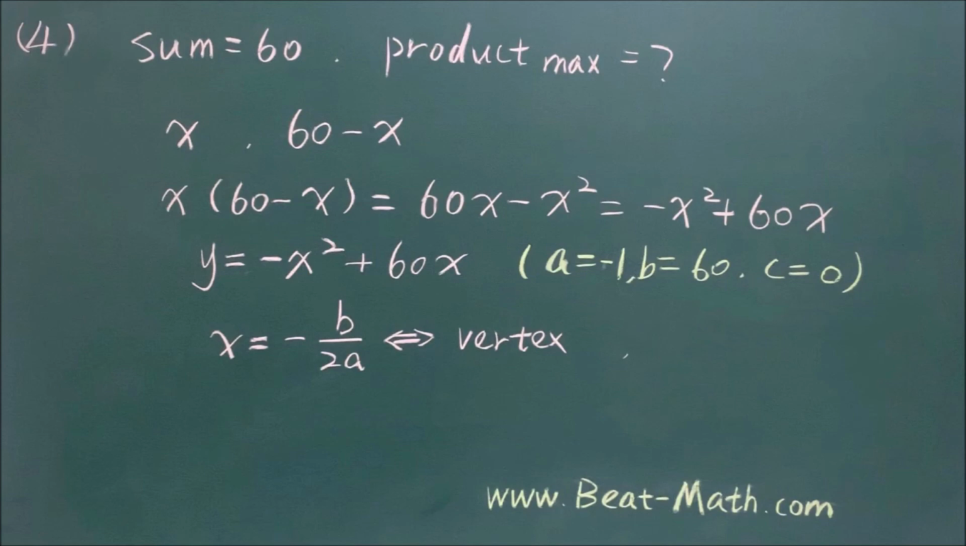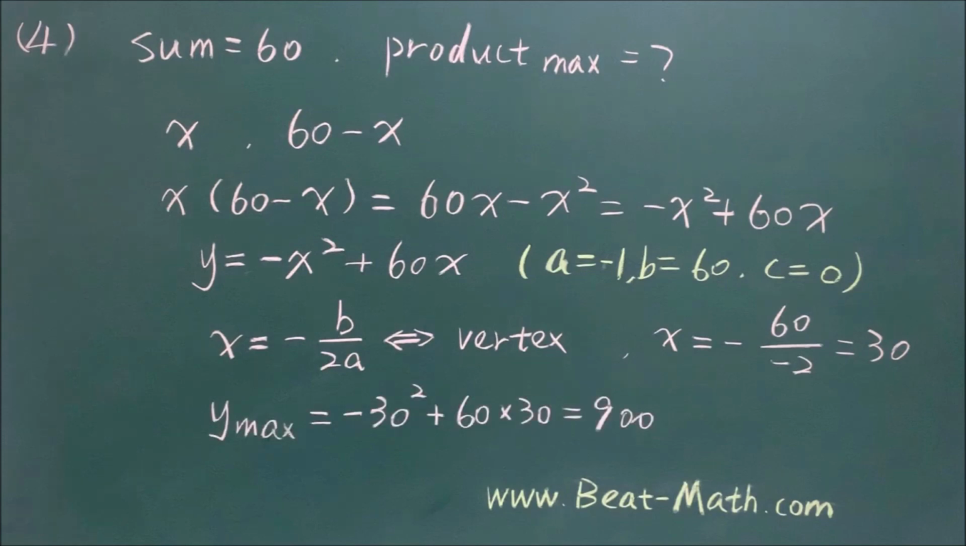Plug a equals negative 1 and b equals 60 into x equals negative b over 2a and get x equals 30. The last step is to plug x equals 30 into the function. It becomes y equals negative 30 squared plus 60 times 30 equals 900. That means the largest value of the product of the two numbers is 900.